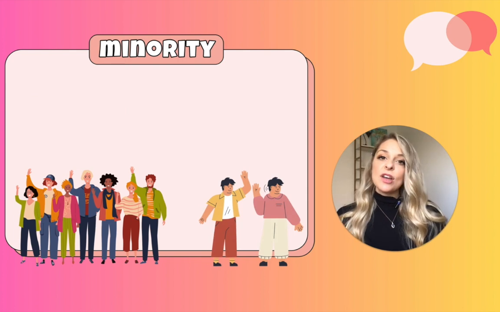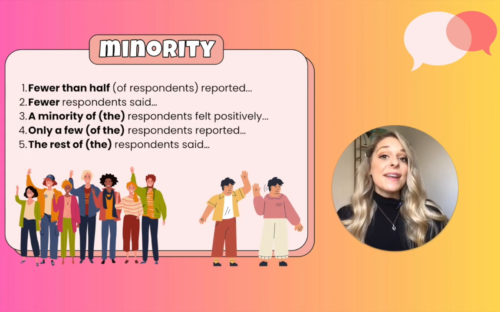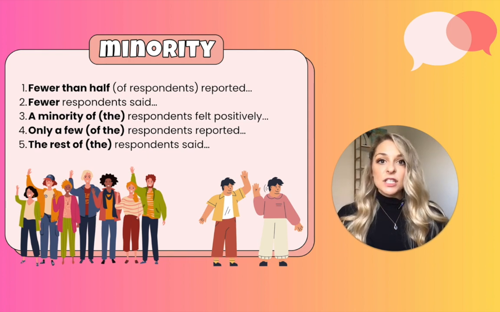So now let's talk about the minority. First, you can say fewer than half. Fewer than half of respondents reported. Number 2, fewer. Fewer respondents said. 3, a minority of, or a minority of the. A minority of the respondents felt positively. Number 4, only a few or only a few of the. Only a few of the respondents reported or only a few respondents reported.